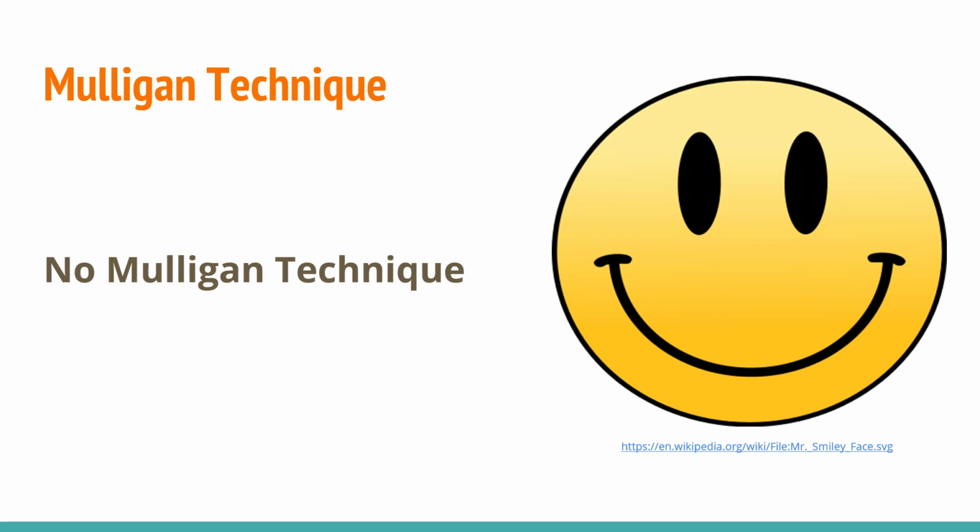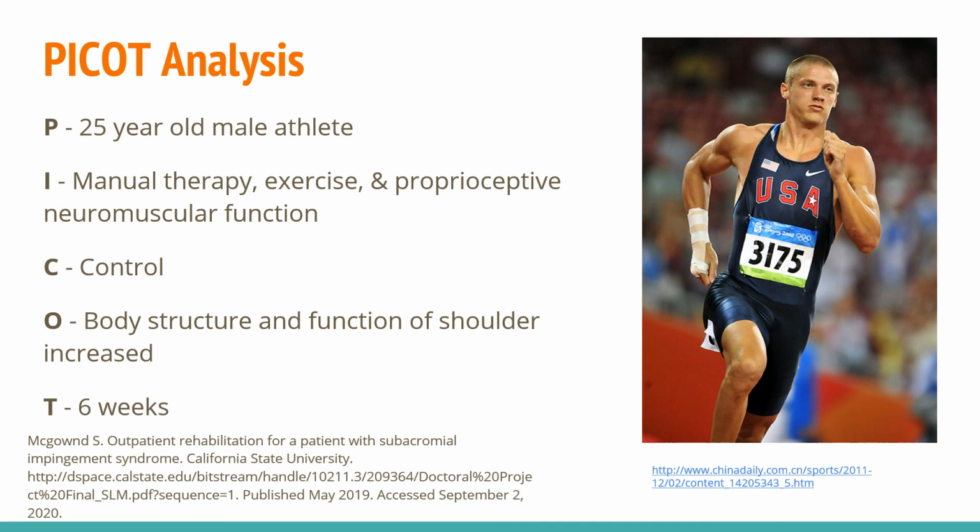There are no Mulligan techniques for scapular dyskinesis. My PCAT analysis was over a 25-year-old male athlete who used hands-on therapy, exercise, and proprioceptive neuromuscular function to increase his range of motion of the shoulder in just 6 weeks.